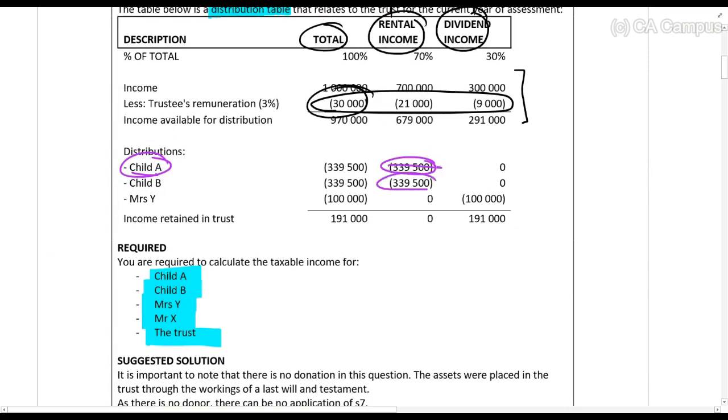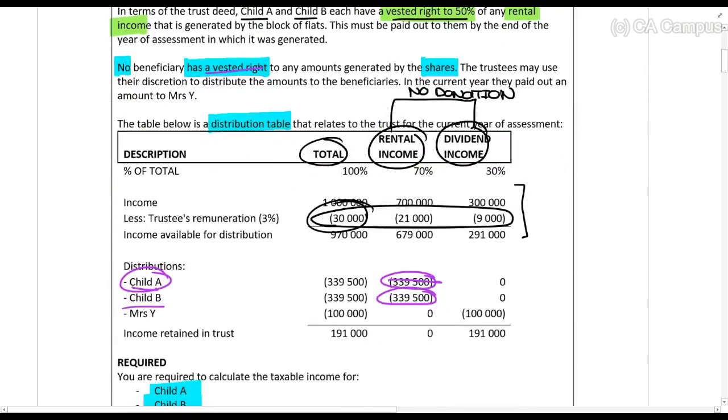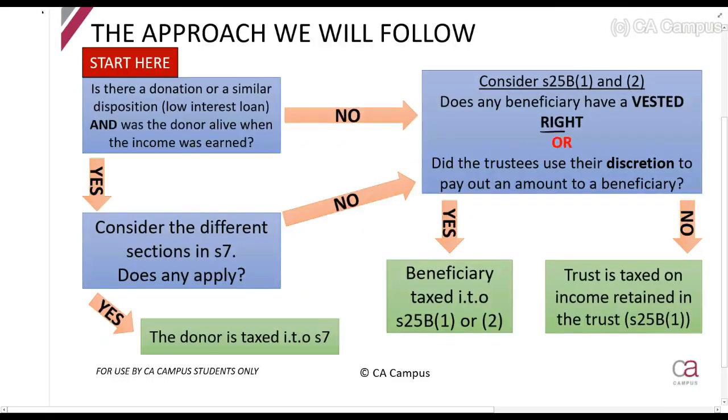Next one is the 339,500 to child B. Child B, I'm reminding you, is a minor. That 339,500: was there a donation and is the donor still alive? No. So we consider section 25B. Remember again, section 7 only applies if you say yes to the donation. Because there was no donation, we don't consider that. Section 25B says nothing about age.